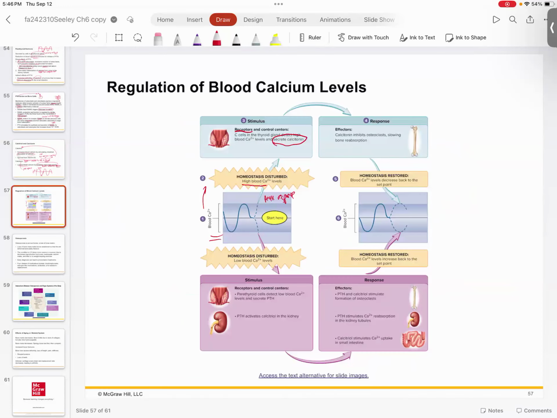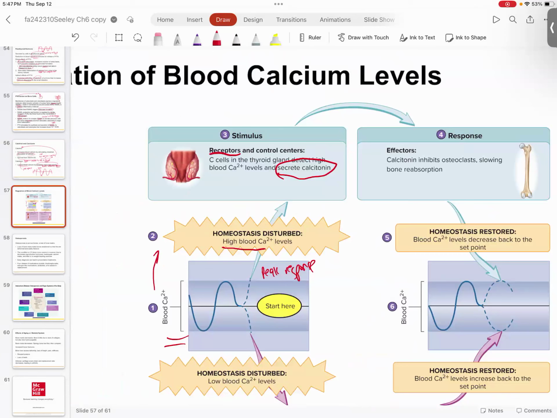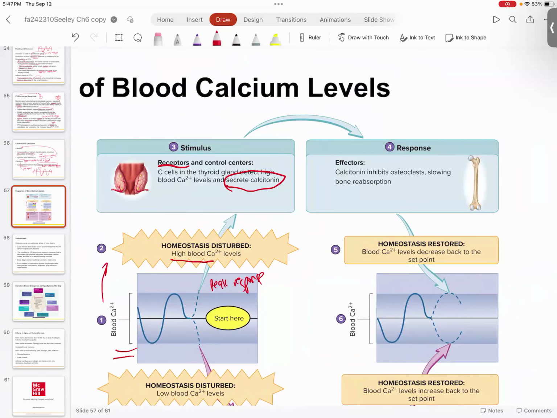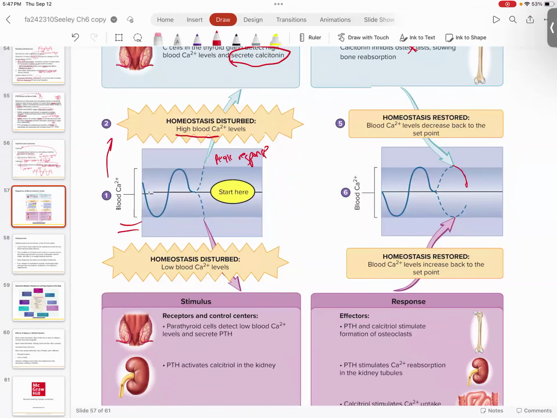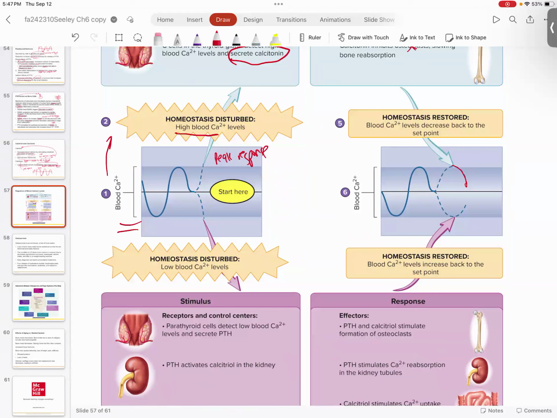So thyroid is going to be producing your calcitonin, which will then go to the effector tissue, and that'll inhibit the osteoclastic activity and slow down that bone breakdown, allowing the osteoblast to pack that calcium into bone deposition. And ultimately that should bring your calcium levels back down because you're putting it now into your bone instead of in your bloodstream. And so homeostasis is restored, and we're all happy.